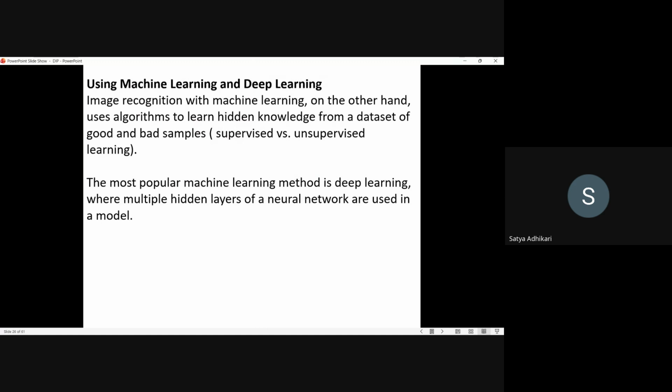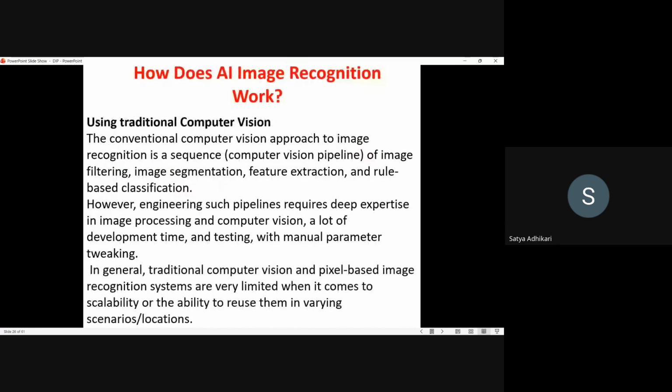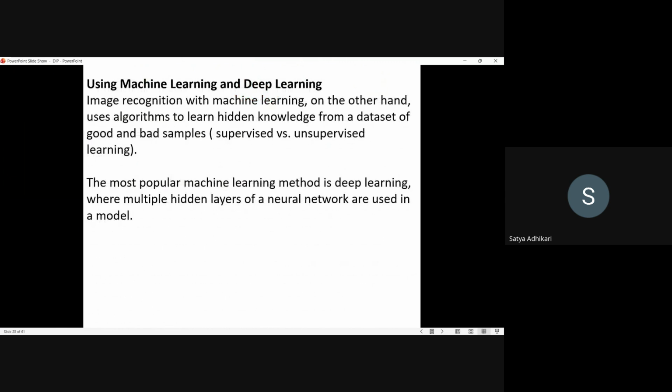The most popular machine learning method is deep learning, where multiple hidden layers of a neural network are used in a model. Deep learning is a vast topic to discuss, but basically it is used for this purpose, that is, object recognition.